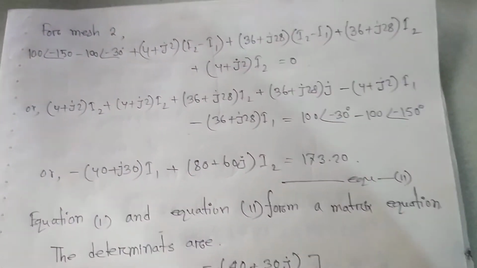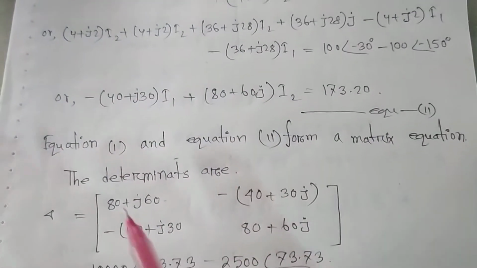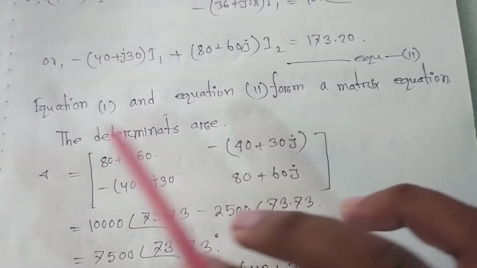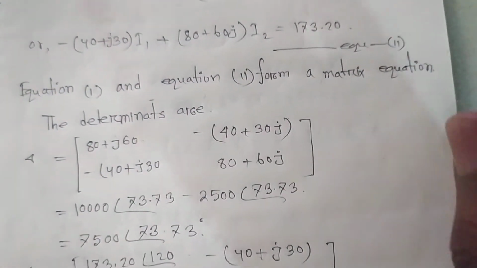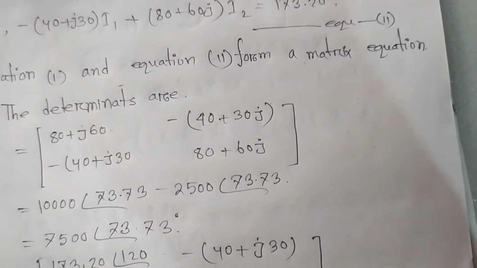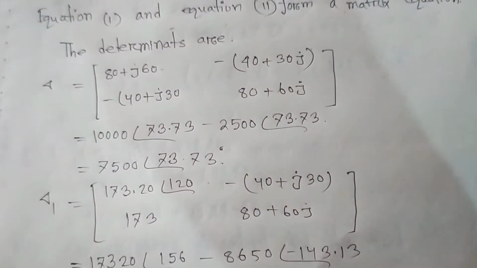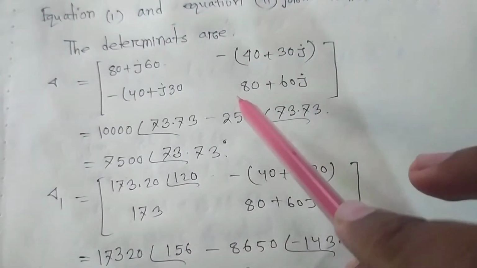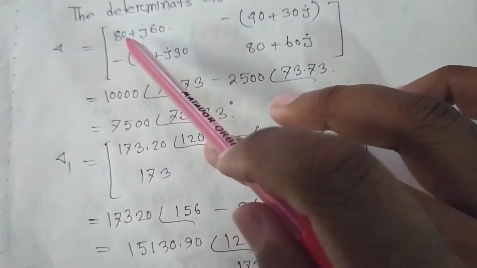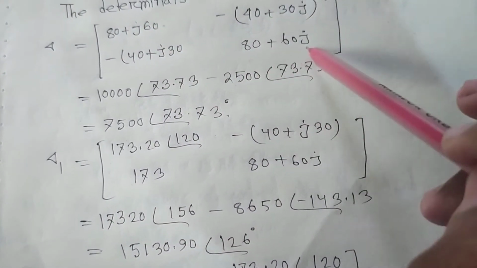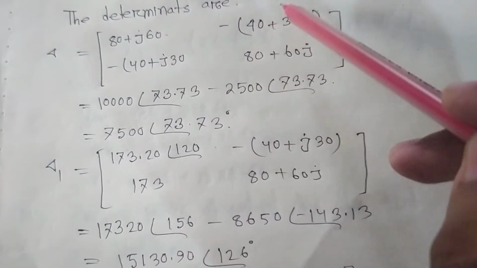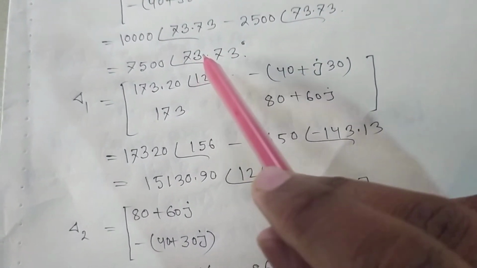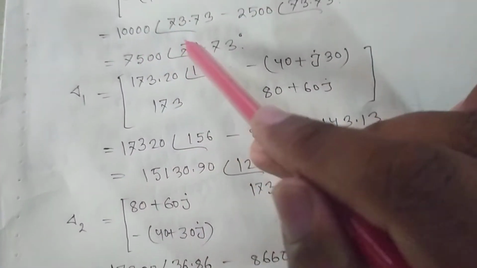Now we calculate del, del 1 and del 2. Equation 1 and equation 2 form a matrix equation that determines del. We use Cramer's rule to solve for I1 and I2. Easily calculate: 80 plus j60 times 80 plus 60j minus that times that. That is 7500 angle 73.73. That is the del value.